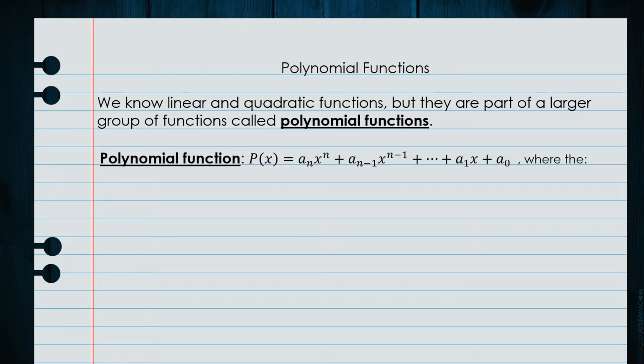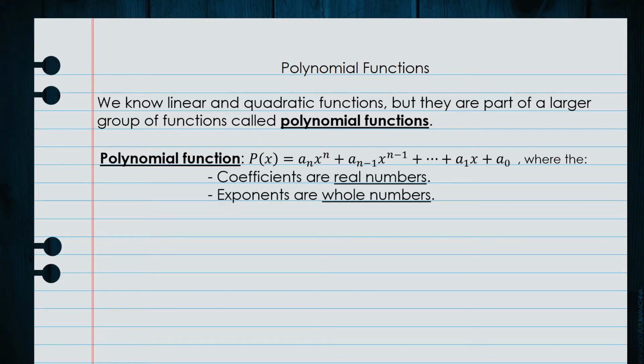A polynomial function is represented as p of x equals a sub n x to the nth power plus a sub n minus 1 x to the n minus 1 power plus ... plus a sub 1 x plus a sub 0, where the following holds true. The coefficients are real numbers and the exponents are whole numbers.